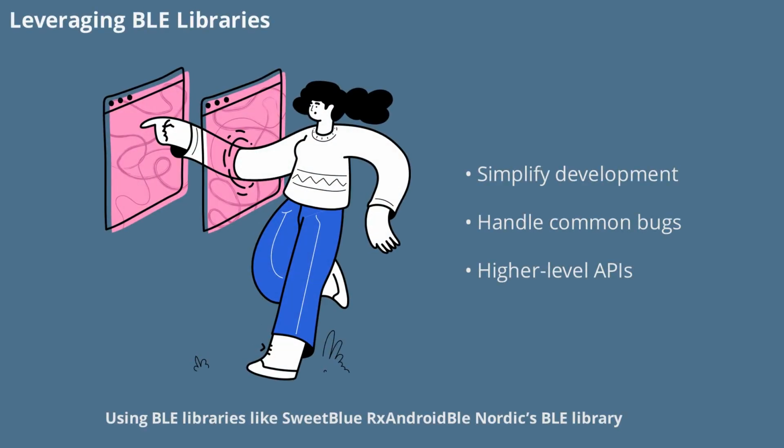Using BLE libraries like SweetBlue, RxAndroidBle, Nordic's BLE library, or Blessed can simplify development. These libraries abstract low-level details, handle common bugs, and provide higher-level APIs. Choosing the right library can save time and improve app stability.